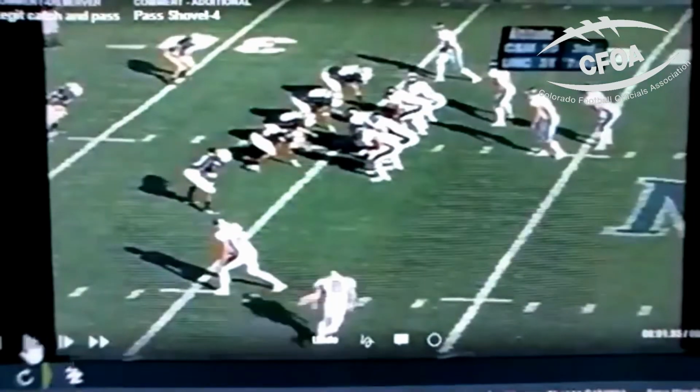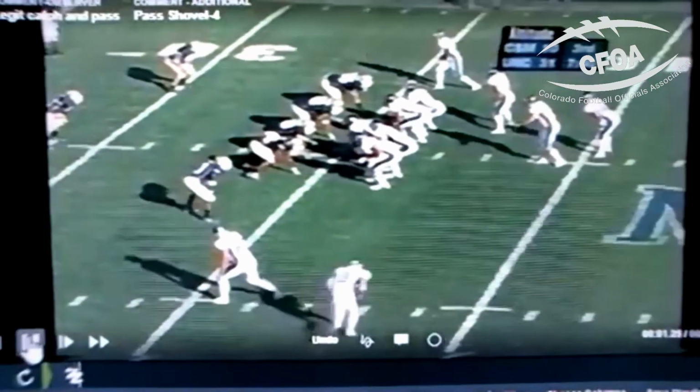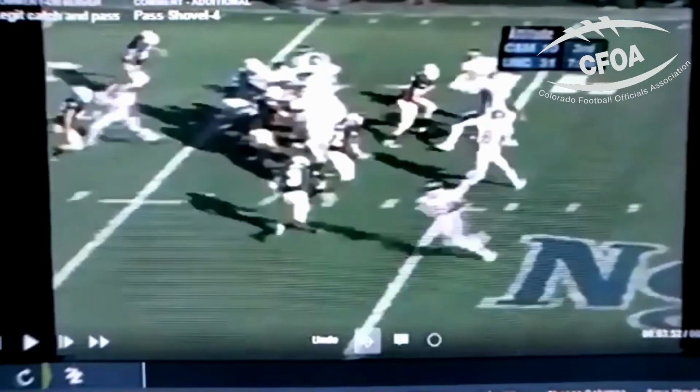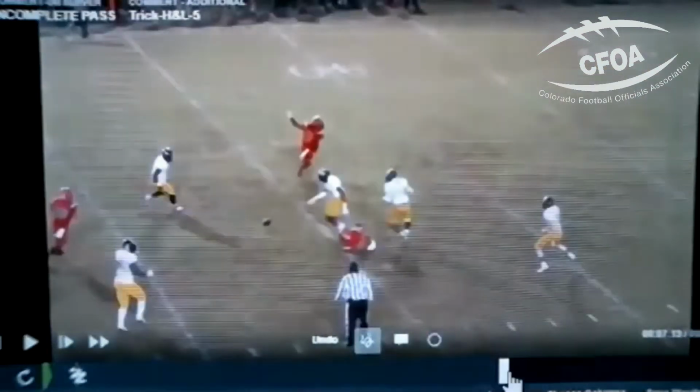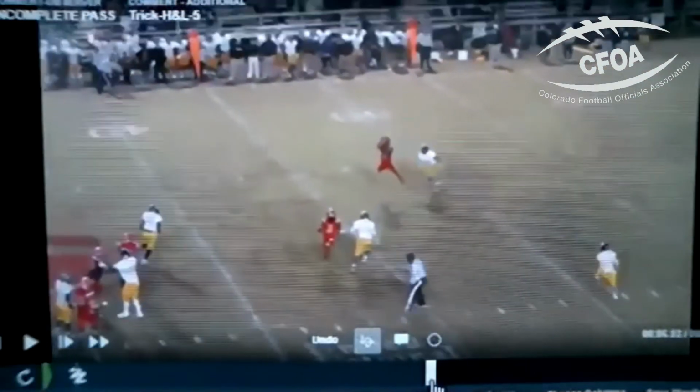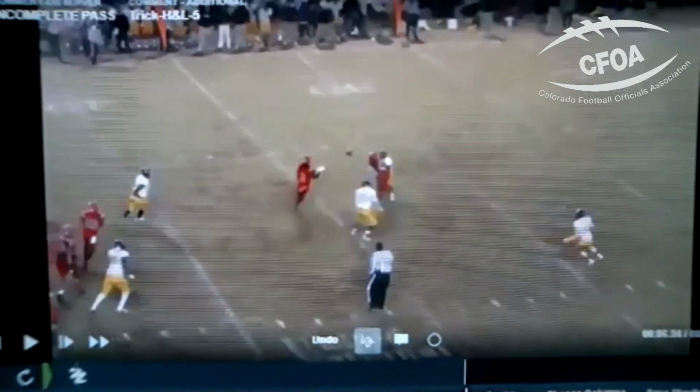The last thing I'd like to point out here is the bat is legal because any eligible receiver can bat a forward pass in any direction. So there's no foul here. It's just an incomplete pass.